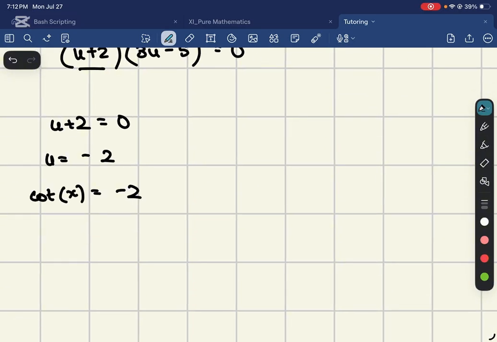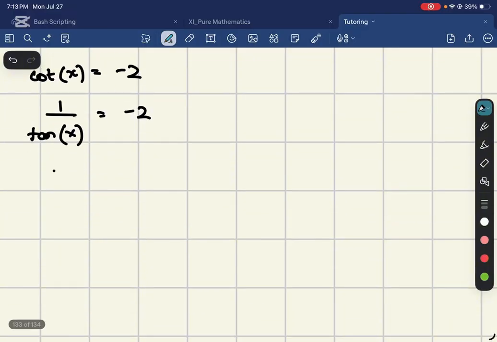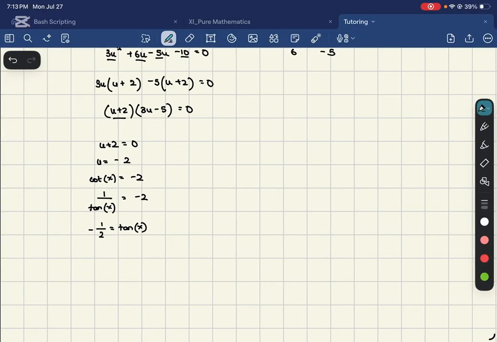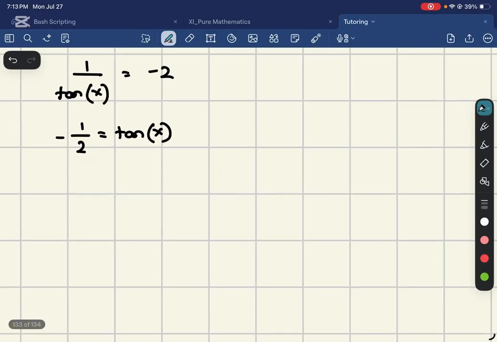That is one possibility. But we're not comfortable with working with cot x. So we need to write this as 1 over tan of x is equal to negative 2. And this becomes very quickly into this expression, right? And this is something that we know how to solve. So we just get the acute angle.